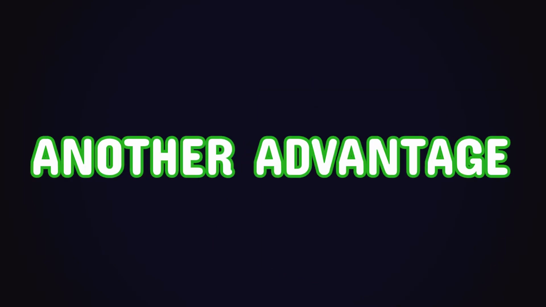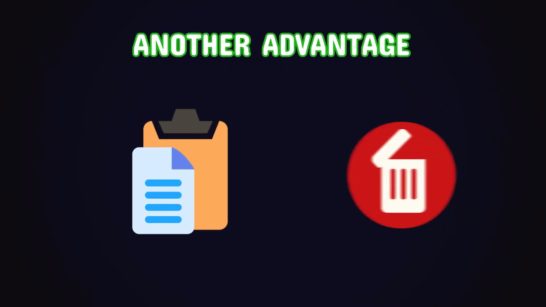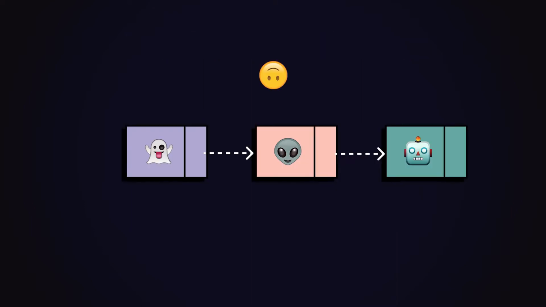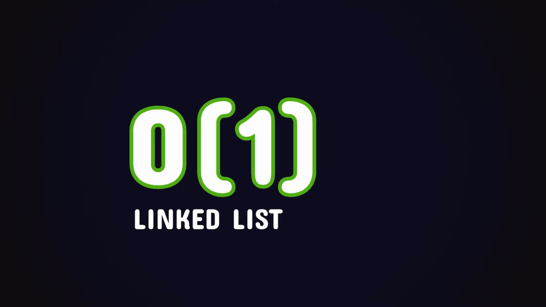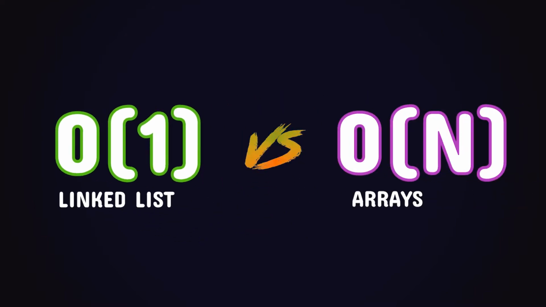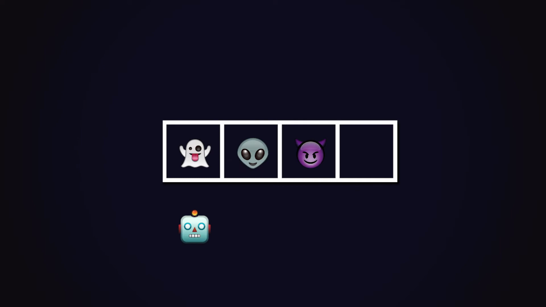Another advantage of linked lists is their insertion and deletion operations. If you want to insert or delete the head element of your linked list, it will only take big O of 1 time complexity. Arrays, however, will take big O of n time complexity, as they would have to shift n elements for that operation.